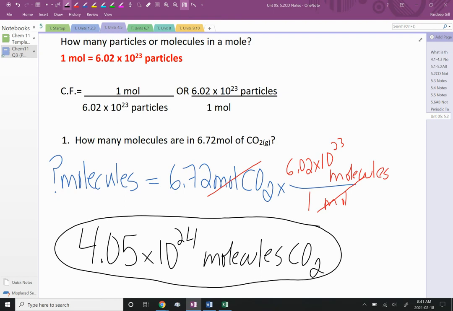In terms of sig figs, how do you come up with sig figs for this one? You look at the total digits here in the 6.72, that's going to be 3 sig figs. And then this conversion factor, Avogadro's number, is once again a measured value, and it's just been rounded. So therefore, this is considered in sig figs. So we have 3 sig figs with Avogadro's number. So the final number of sig figs we can have is 3. So that's why we have 4.05.